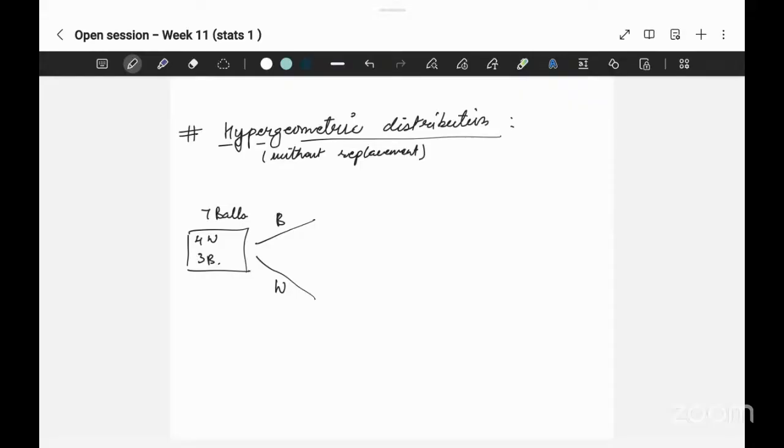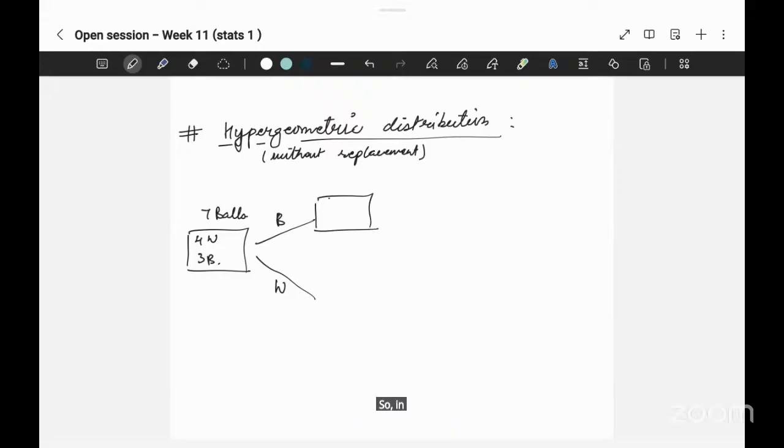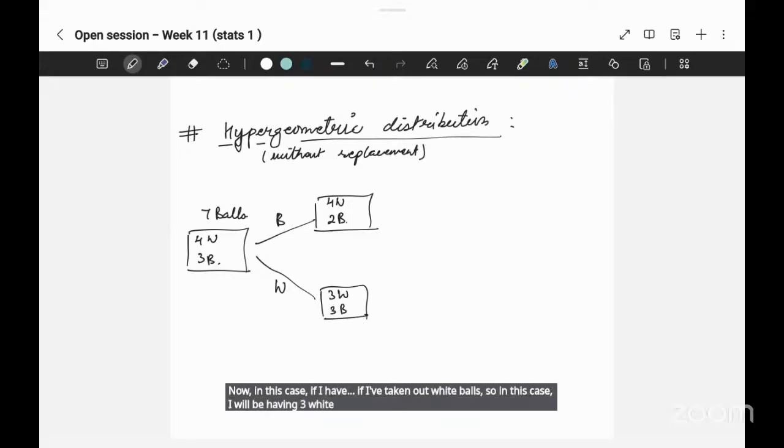Yes or no? Yes, ma'am. Okay. Now in the second trial, it is without replacement. I'm not putting the ball that I'm taking out back in that box. So if I have already taken out my black ball, in the box I will be having 4 white balls and 2 black balls, correct? Now, if I've taken out a white ball, I will be having 3 white balls and 3 black balls. Correct?